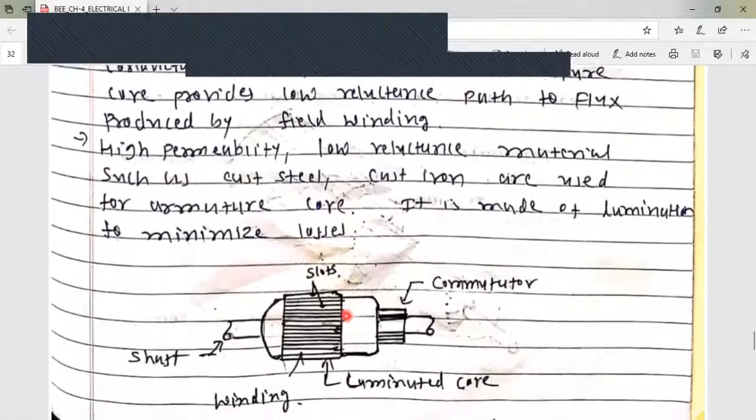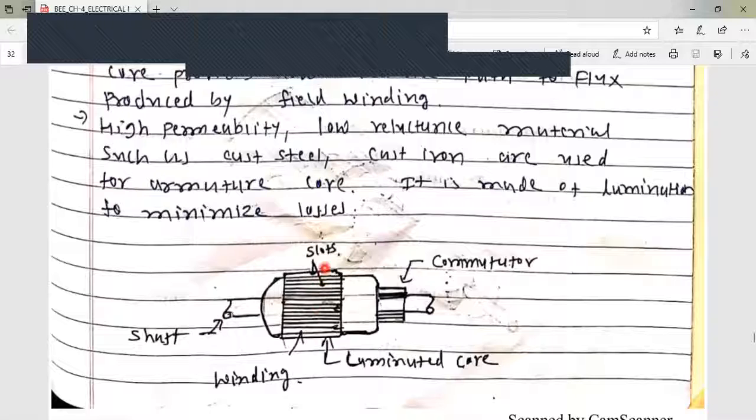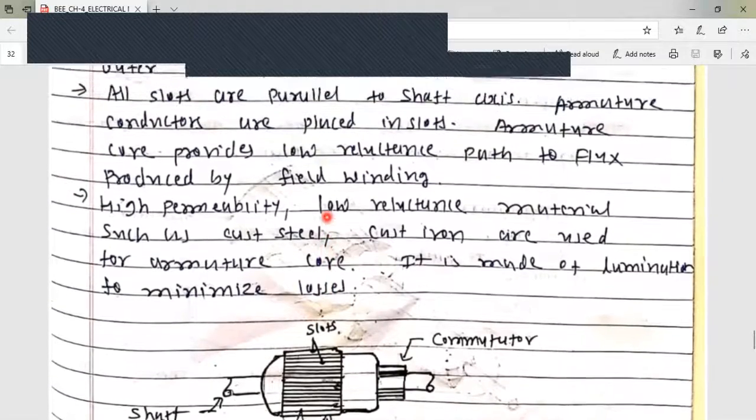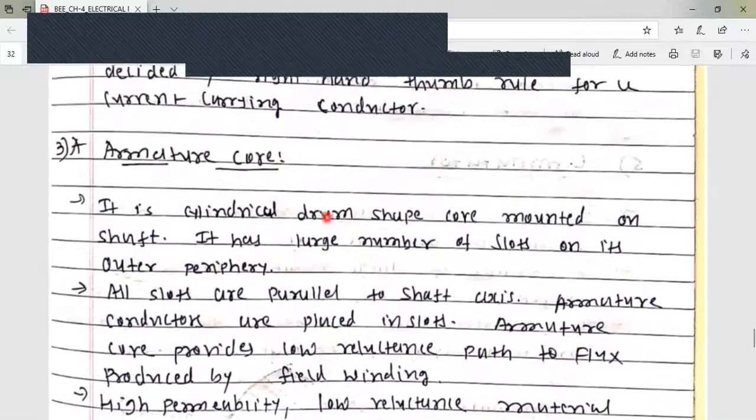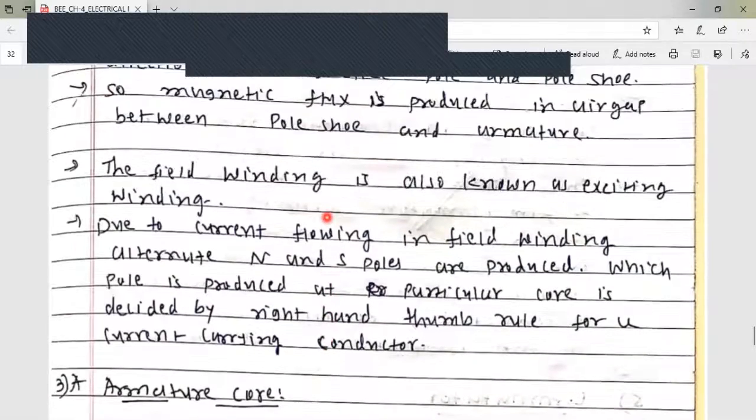See here, like this. This is the armature core. In these slots, armature windings are connected. High permeability, low reluctance materials such as cast steel and cast iron are used for the armature core. It is made up of laminations to minimize power losses, as we have discussed earlier in the starting portion of the DC machine. Again, we will see that figure.